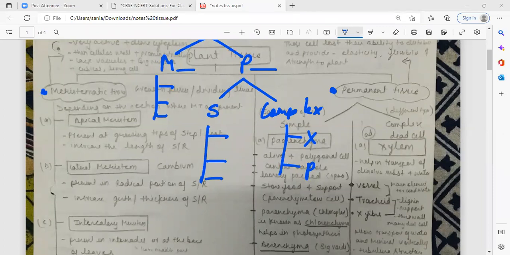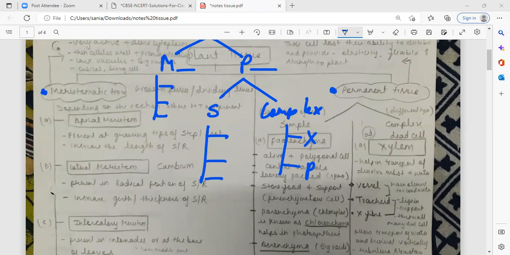Coming to apical first of all, it is present at the growing tips of stem and root, and it helps increase the length of stem and root. You won't be writing shortcuts, you will be writing it helps increase the length of shoot, stem and root. And lateral is basically also known as cambium. It is present in the radial portion of stem and root and increases the girth. Girth means the width, because when it increases, it will be like this. Or the thickness of stem and root.